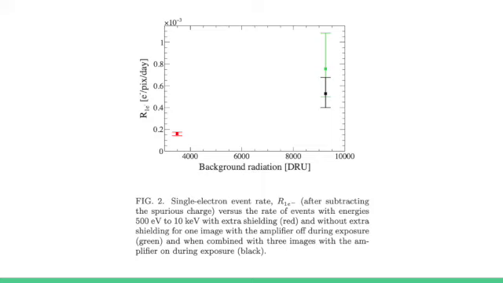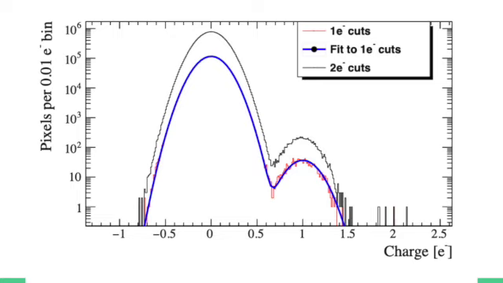You can see where there is less background radiation with the extra shielding, there is a lower single electron event rate than there is with the amplifier off and on without the extra shielding. These experimental results further back the hypothesis that there is a direct correlation between the background radiation and the dark matter observed. Next, we can see the data of the pixel charge spectra with a double Gaussian fit.